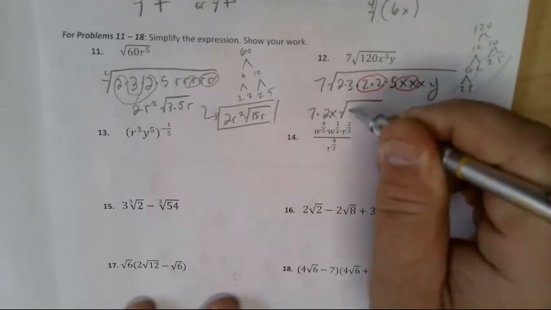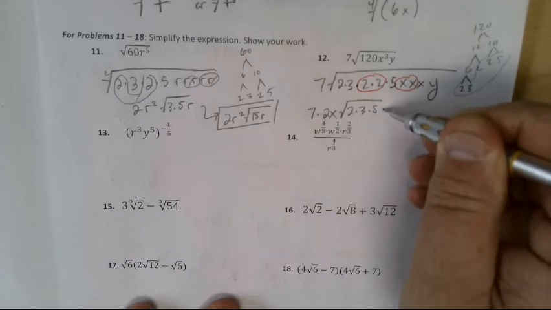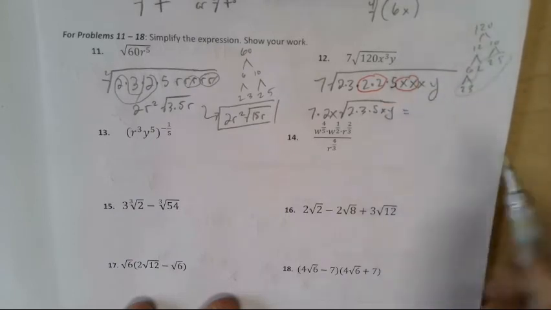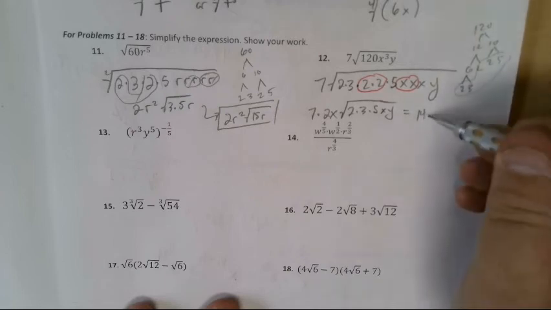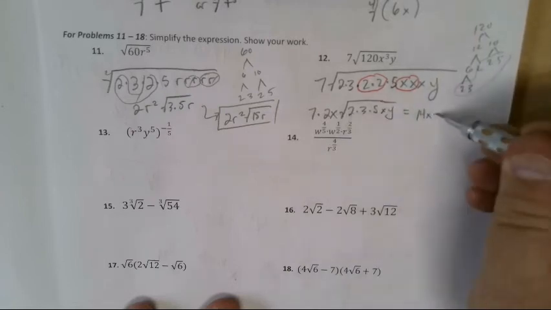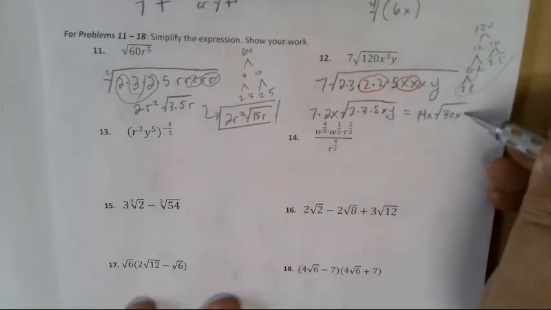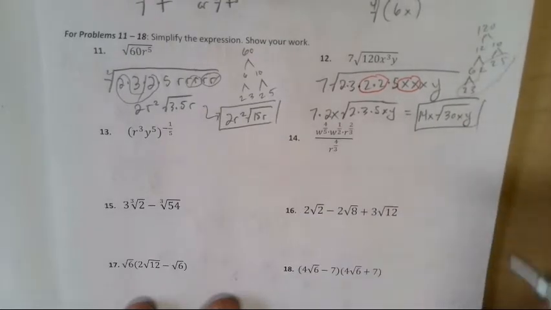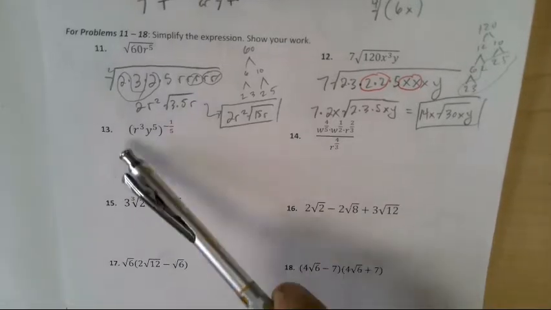So left on the inside, I've got 2 times 3 times 5 times x, y. Okay, on the outside, 7 times 2 is 14. Always simplify x, because the x is right there. On the inside, I've got 2 times 3 is 6 times 5 is 30, x, y. There it is. Okay, so once you've pulled things out, simplify the inside, simplify the outside. Okay. Moving on. Here.